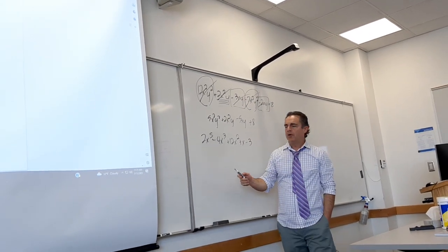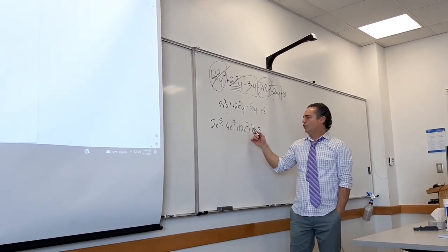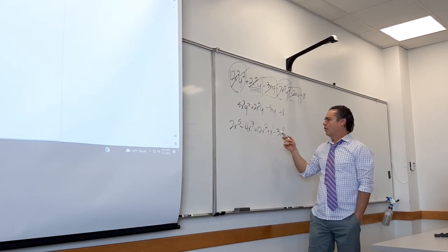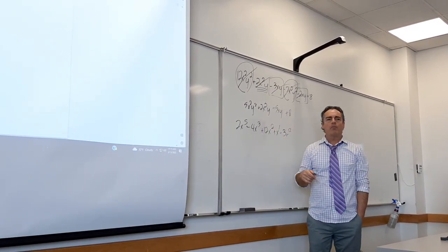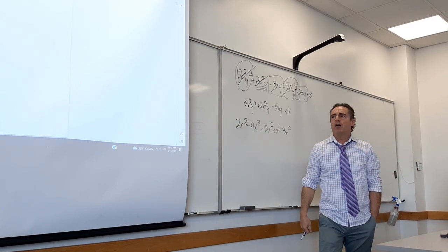Okay? Now look up here. 5, 3, 2, 1, x to the 0. 5, 3, 2, 1, 0. That's descending order by degree. Make sense? Okay? All right, last one.